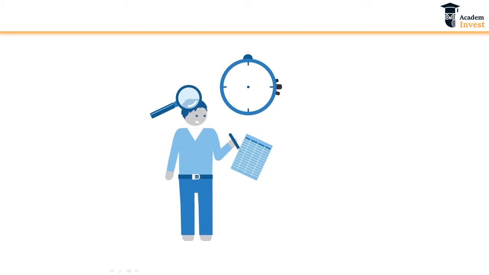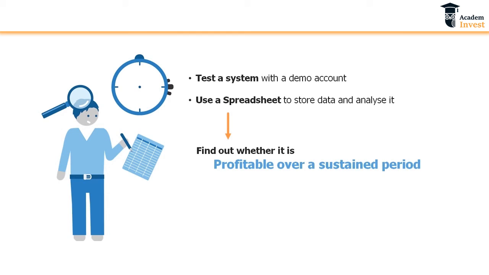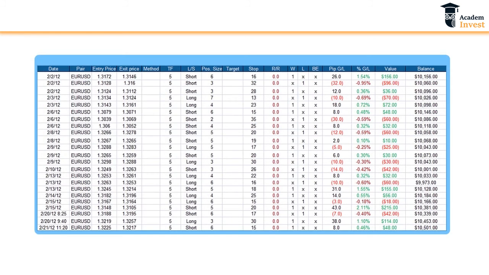Before trading a strategy on a live account, experienced traders will test the system using a demo account. You can use a spreadsheet to store the data and analyze it, in order to ascertain whether the strategy is profitable over a sustained period. In order to do this, you need to record the correct data.